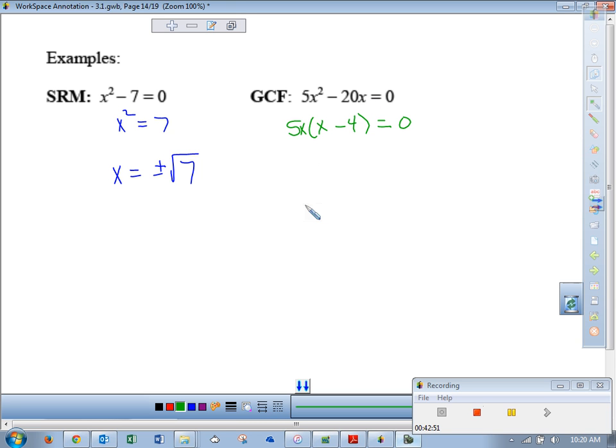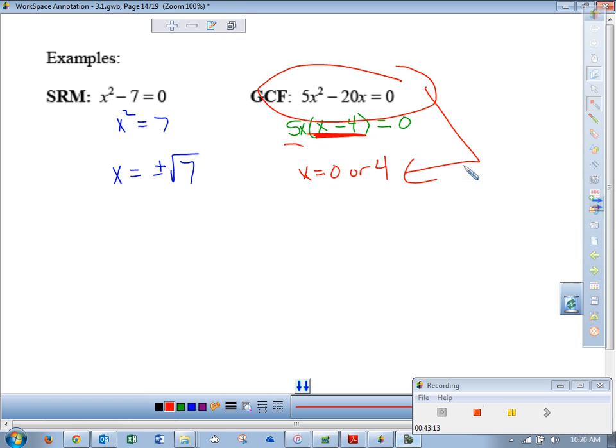Cool. And now you use the zero product property to solve this. So what value of x makes this 0? x could equal 0. Or what value of x makes this quantity come out to be 0? 4. There are our 2 solutions. If you graph this, take a guess what happens. That parabola crosses the x-axis at 0 and 4. These are the x-intercepts of the graph right here.